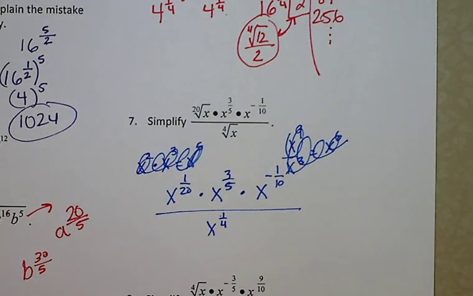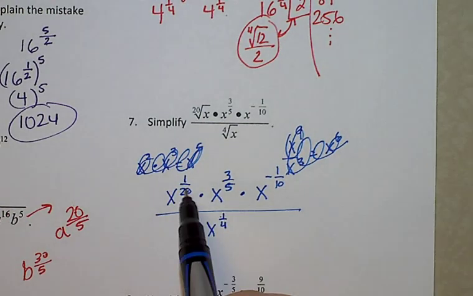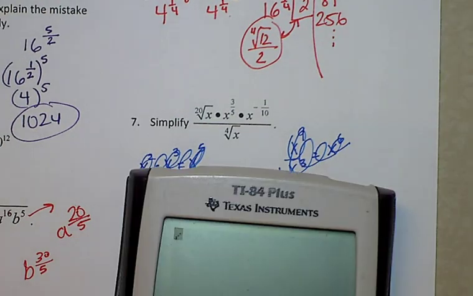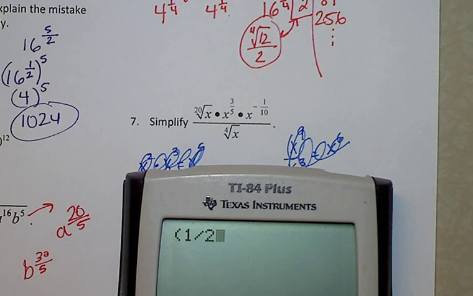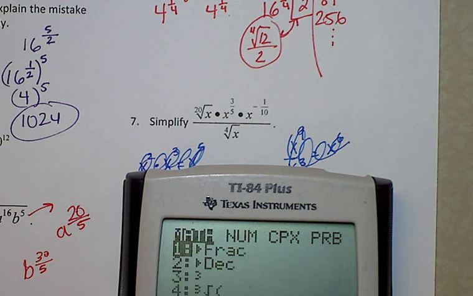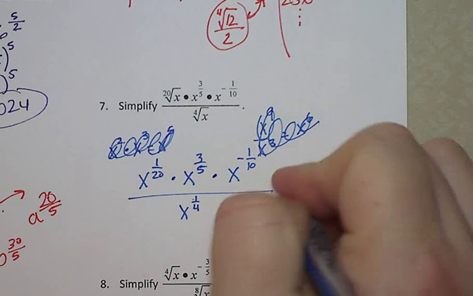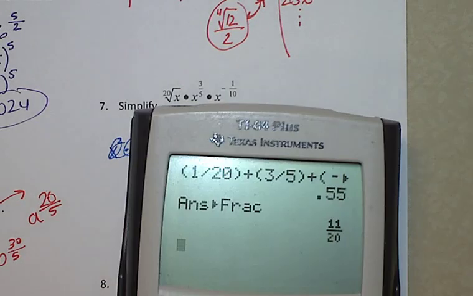Okay, so I have the same base I'm multiplying. So I'm going to use the calculator, and I'm going to add these three together. So I'm going to start with 1 divided by 20 in parentheses, plus 3 divided by 5 in parentheses, plus negative 1 divided by 10 in parentheses. Then when I get an answer, I'm going to turn it back into a fraction by hitting Math, Fraction, Enter, Enter. So the numerator simplifies to x raised to the 11 over 20.